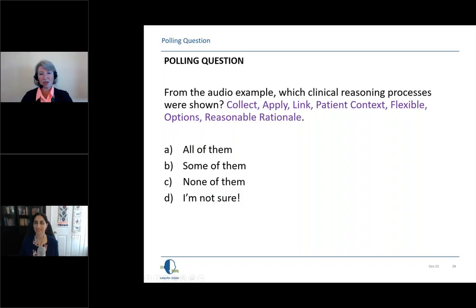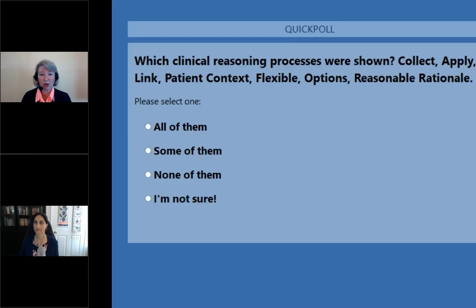Excellent. Okay, so what Sumita is going to do now is post the polling question for you all. You should be able to select one of the following. Did you hear any of these processes? And just select one of them, all of them, some of them, none of them, or I'm not sure. We'll give you a moment to do this. Yeah, we've got some responses coming through. Excellent. Just wait another 20 seconds or so, and then I'll close the poll and share the results. Thanks, Sumita.